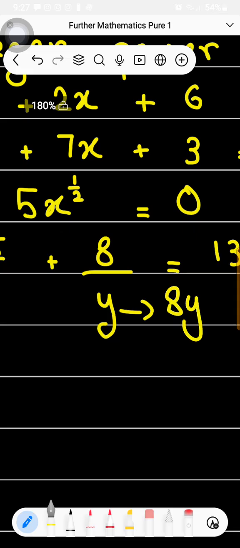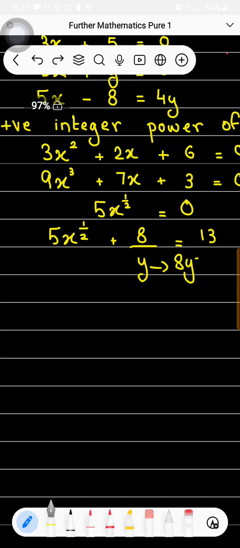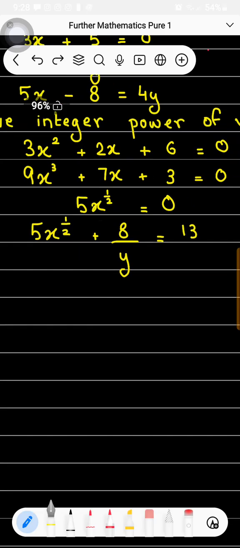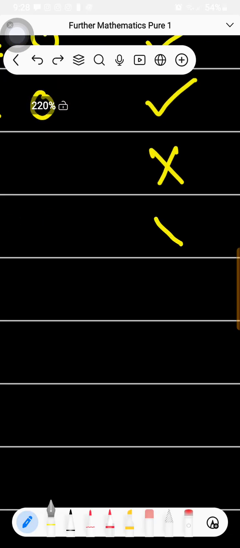But let's look at this: it is 8y^(-1). There is an integer but not a positive one, that's a negative integer. So this is not a polynomial equation. Okay, this is not a polynomial equation.